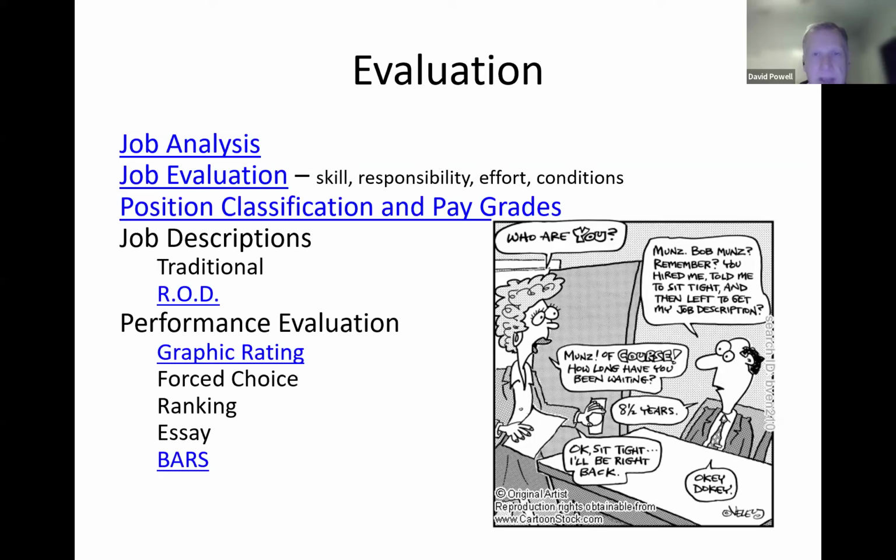Performance evaluation is another key step here in the function of allocation and evaluation. So we've already evaluated the job itself. Now we're going to evaluate the performance of the incumbent in that job, and that's what performance evaluation is. The problem with performance evaluation is that employees are hesitant to participate in the process, and supervisors are also hesitant to engage in the process.